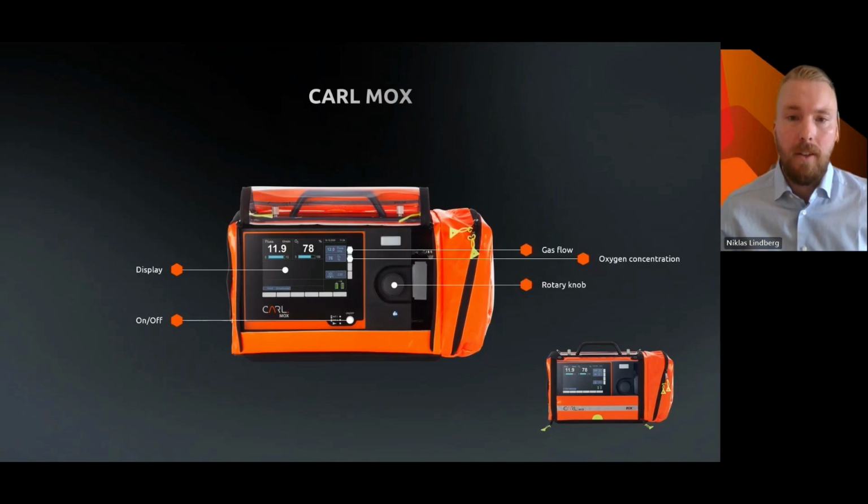Carl-Mox is a very mobile gas mixer, as explained earlier. The upside here is that we only need to use one bottle of medical oxygen, and it will compress ambient room air itself. Set the sweep gas flow on the left-hand side, determine the FiO2 on the right-hand side of the menu, and then we're good to go.